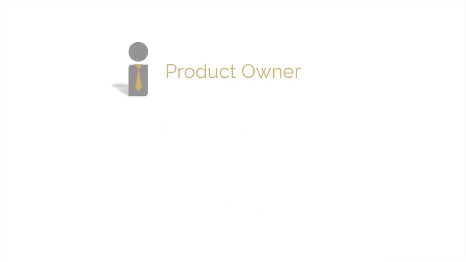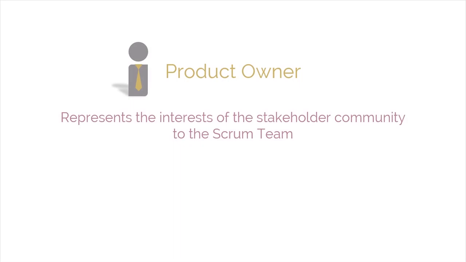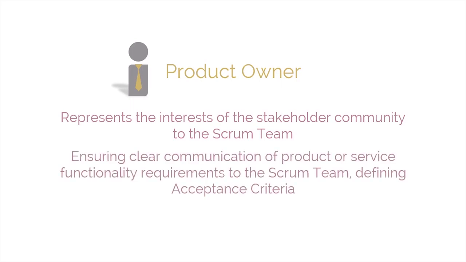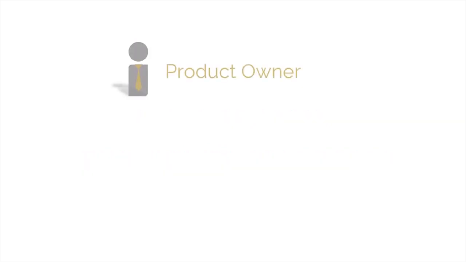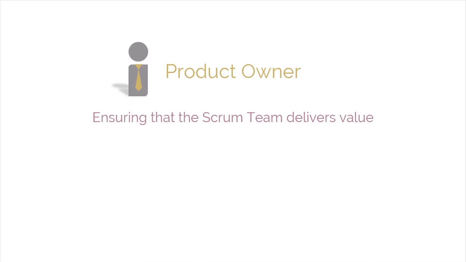The Product Owner represents the interests of the stakeholder community to the Scrum team. The Product Owner is responsible for ensuring clear communication of product or service functionality requirements to the Scrum team, defining acceptance criteria, and ensuring that those criteria are met. In other words, the Product Owner is responsible for ensuring that the Scrum team delivers value.